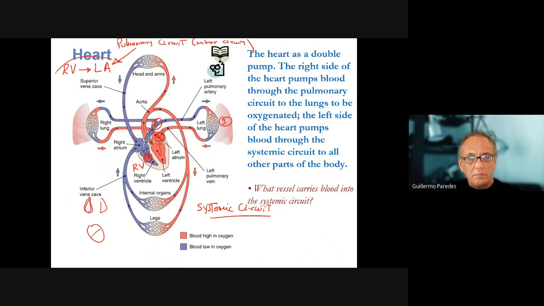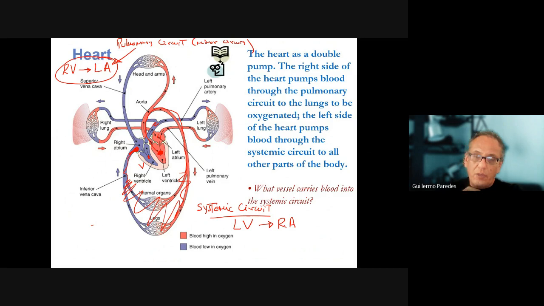Now, the systemic circuit is going to start again from a ventricle, but in this case from the left ventricle. They start from the left ventricle, go to the aorta, and from the aorta they go all the way to distribute to the whole body. And where are they going to end? They're going to end in the right atrium. So the systemic circuit starts from the left ventricle and ends in the right atrium. Okay with that? All right.